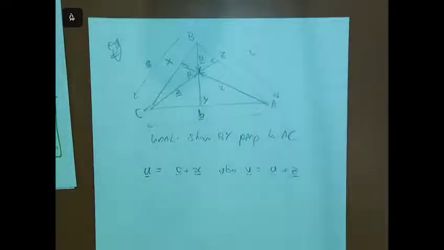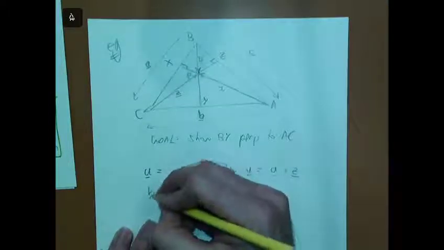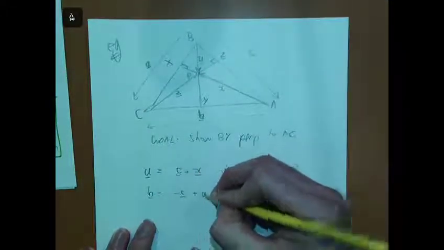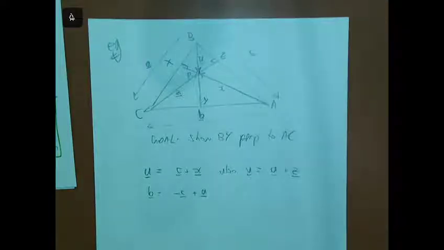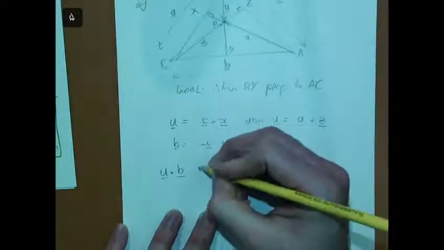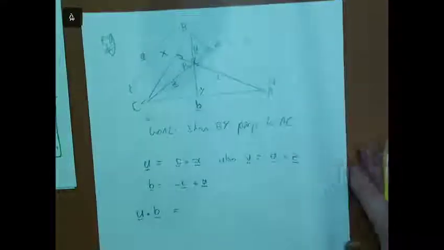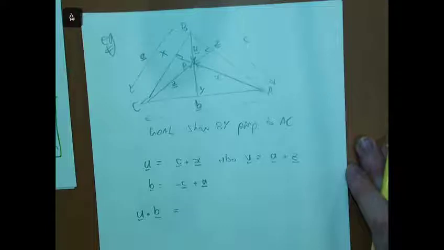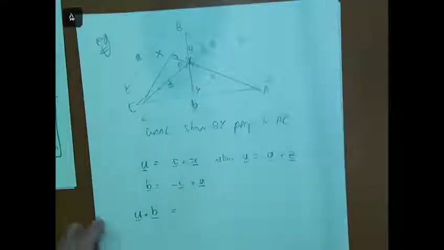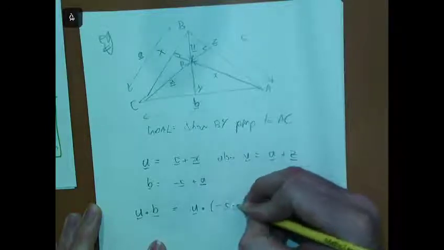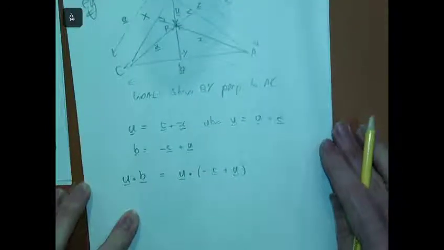Okay. And B is minus C plus A. No, yep. That's a good start. Let's see. U dot B. I've got two options for what U is and one option for what B is. I don't know which of those two options for U I'm going to use first, so I'm just going to leave that till later and see if something useful happens. I've only got one option for what B is, so I'll sub it in now. Okay, let's expand that out.